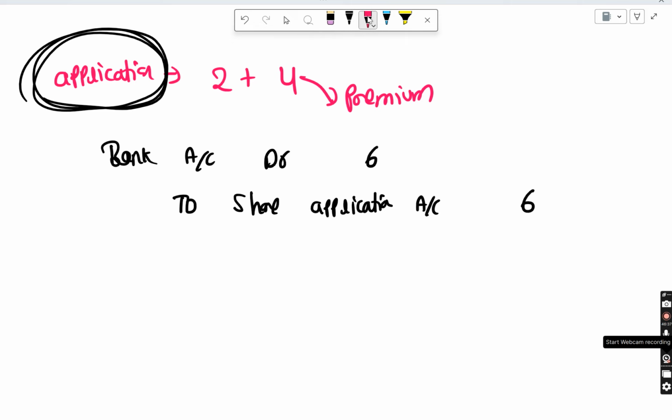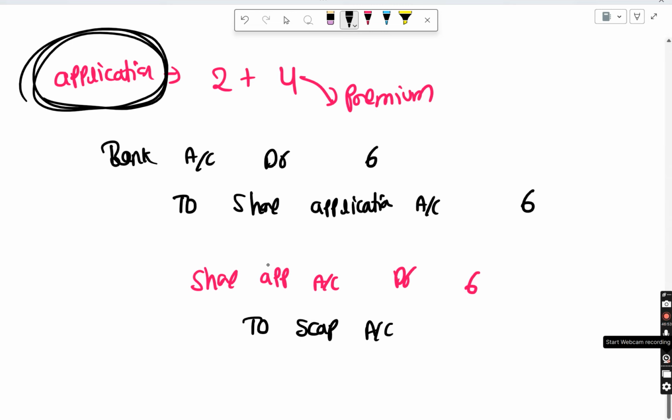Okay, next. Share application account debit to share capital. Debit 6 rupees. Yes, to share capital, and to securities premium account 4. Okay, to securities premium account 4.